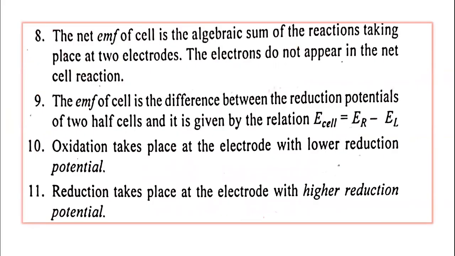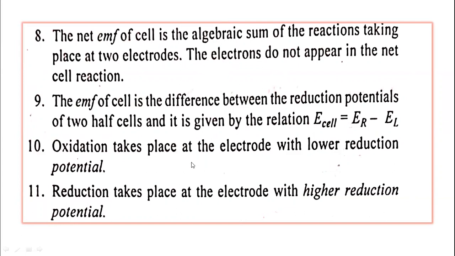The eighth rule: the net EMF of the cell is the sum of the reactions taking place at the two electrodes. The net EMF of the cell, or the net reaction, is the algebraic sum of the two reactions taking place at the two electrodes. Now the EMF of the cell is the difference between the reduction potentials of the two half cells, and it is given by this relation. The EMF of the cell is the potential difference between the right side electrode minus the left side electrode, ER minus EL.